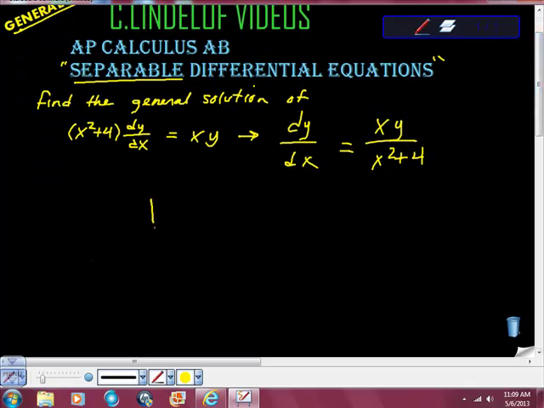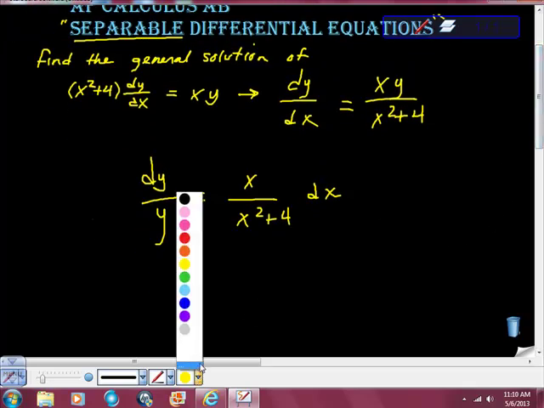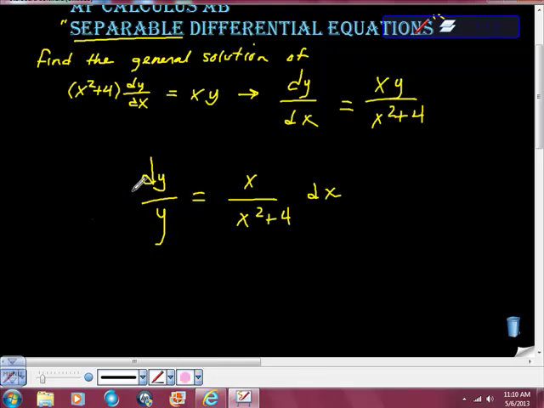Finally, what I'm going to get this to look like is dy over y equals x over x squared plus 4 dx. Is that right? Sure it is. So that's just the algebra part. And now what I'm going to do is take the integral of both sides. So I'm going to integrate this side and this side.